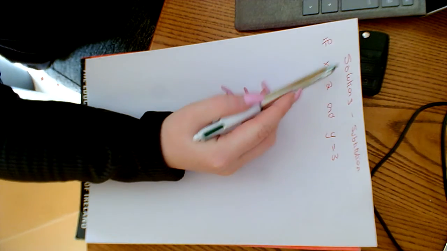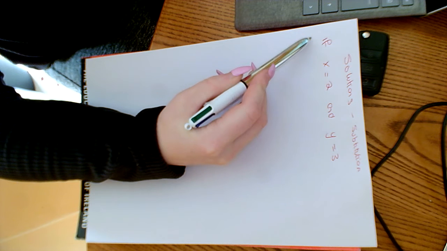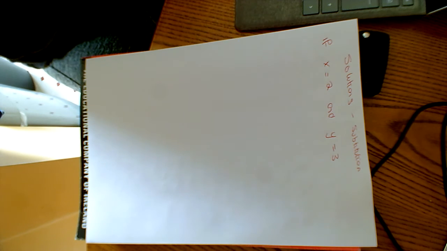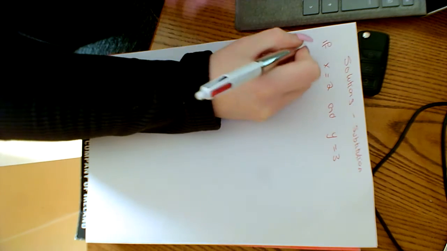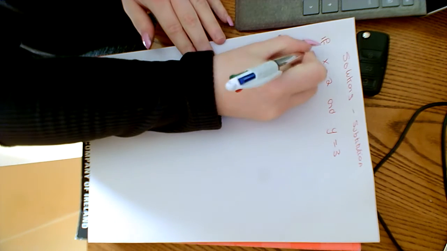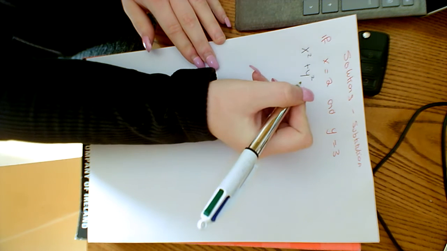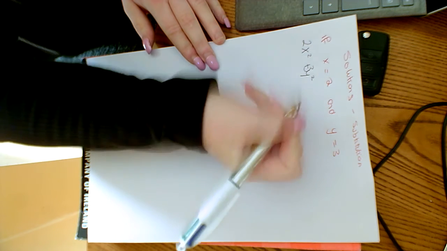Okay, so for homework on Friday, you had substitution. We were given questions: evaluate if x is equal to 2 and y is equal to 3. So the first question that we had to do was this one here. Sorry, no, it's 2x squared plus 3y squared.